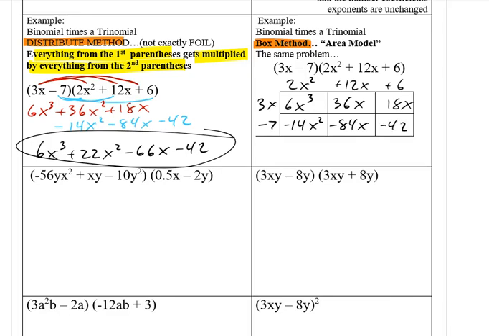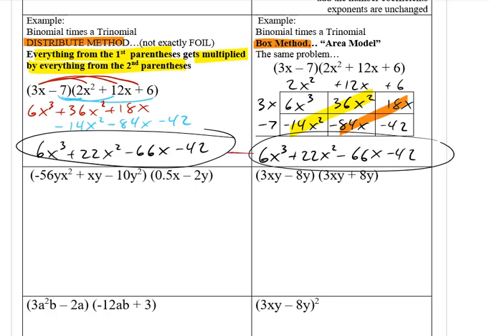Now we can combine these things. Ooh, I missed an x squared here. I can combine this with this, and this with this, to give me an answer of 6x cubed plus 22x squared minus 66x minus 42. Notice that these two here are the same. Same problem, same answer, different method. However, I showed my work for both of them, which is something you're going to have to do.